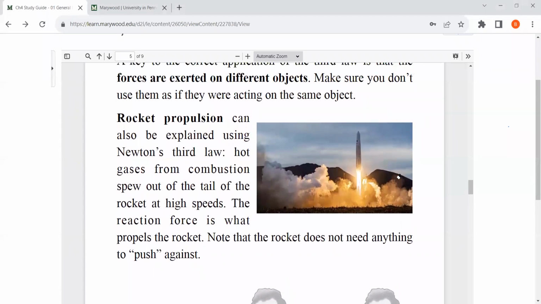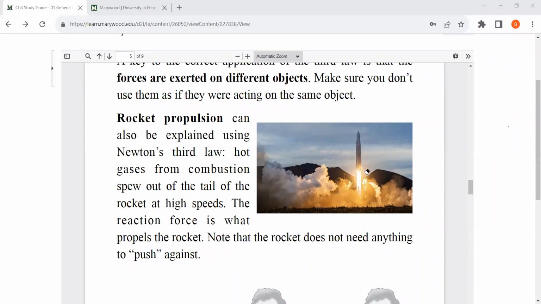All right, so rocket propulsion is another example of Newton's third law. Here you see that the hot gases from combustion spew out of the tail of the rocket at high speed. The hot gases are going in this direction, so they're pushing on the air, and the air pushes the rocket in this direction, and that's why the rocket goes upward. There are many other examples of Newton's third law in our everyday life.